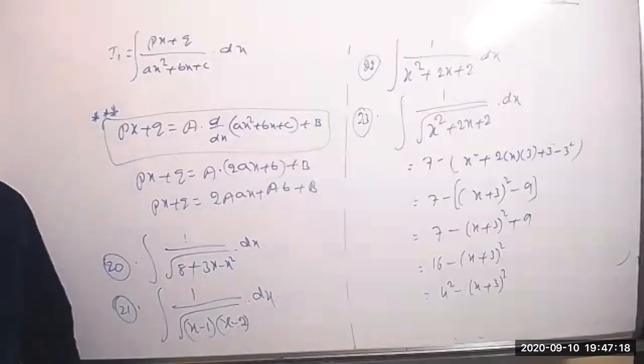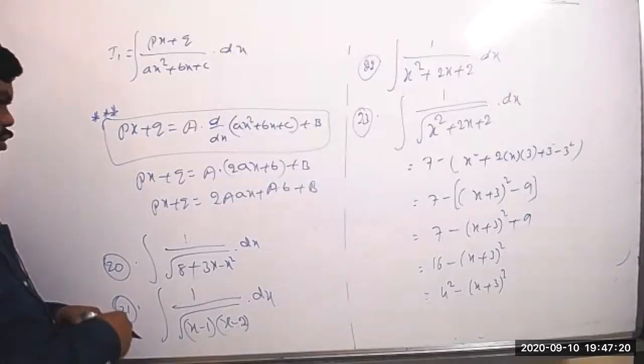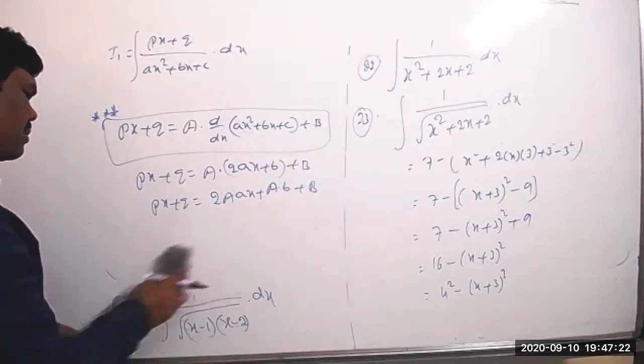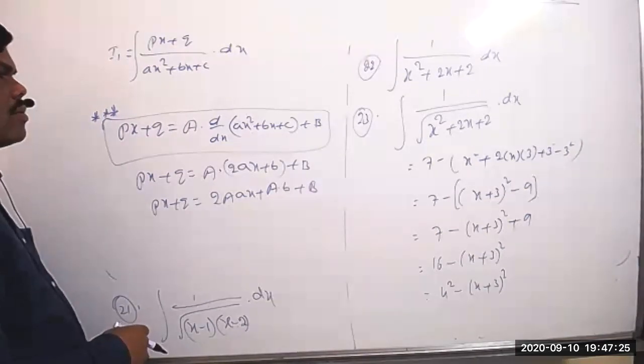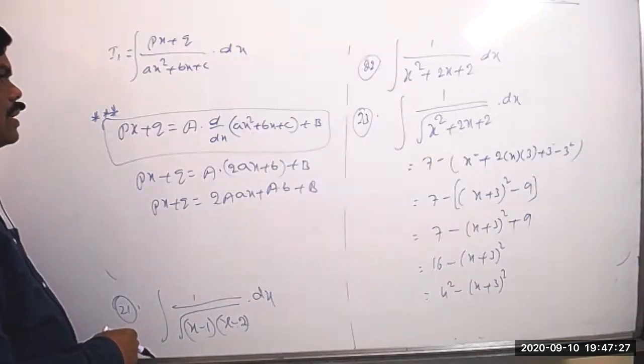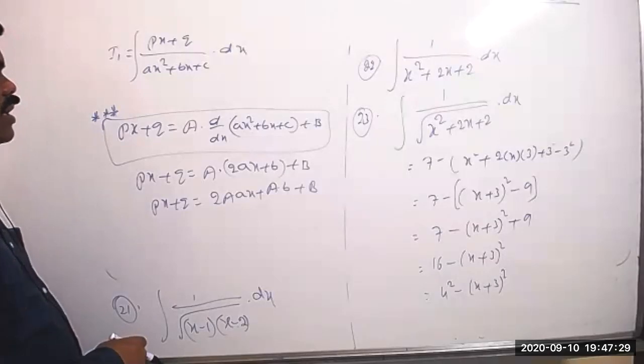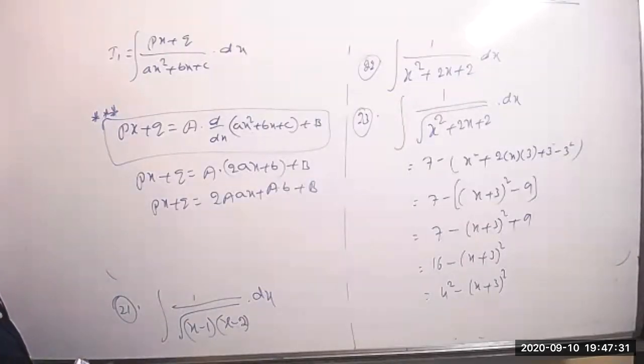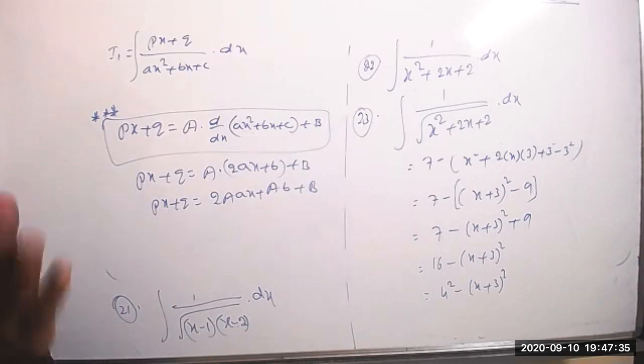Now comparing both sides. How did we get that equation? Can you explain? This equation, we are just taking the differentiation. It's like in the previous one where we did the division.